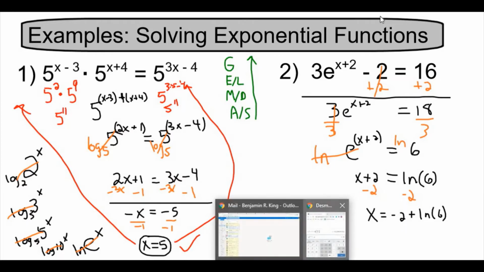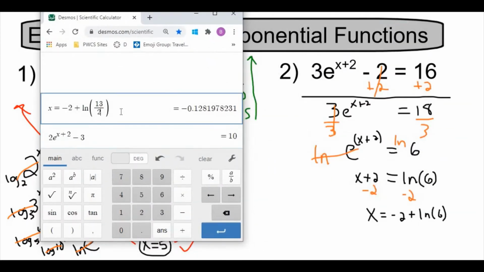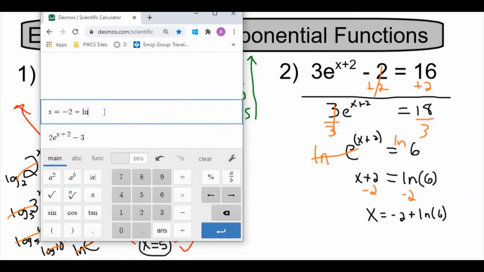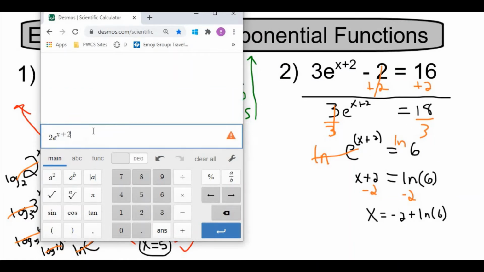So taking a look at what this answer means, if I were to type it into the calculator, I would just type in negative 2 plus ln of 6, and it's just this crazy decimal. So what in the world does that decimal mean? Oh, by the way, where did I get ln from? It's not there. I literally just typed it in. You can maybe find it under function, but you can just type ln with the keyboard.